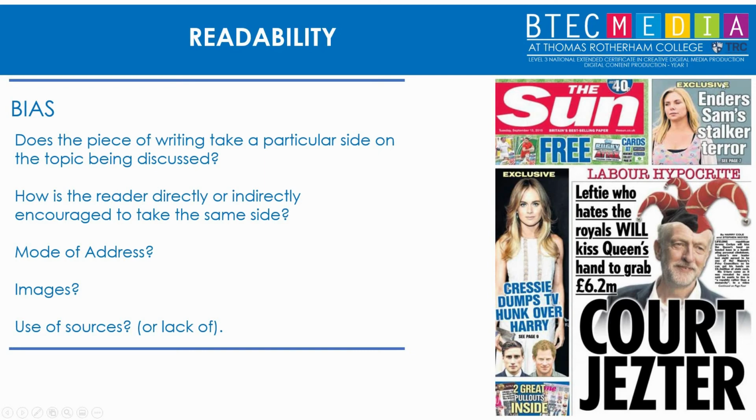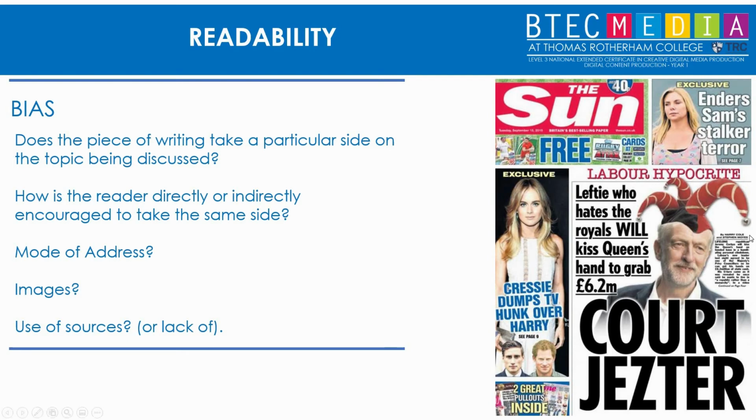So The Sun, they do have quite a strong political bias, okay? They have a political bias towards the Conservative Party, okay? So Boris Johnson, that lot. So for the general election in 2015, they produced a lot of content that was very biased against Jeremy Corbyn, who was the leader of the Labour Party, okay? Because they were trying to encourage people not to vote for him. So they used a lot of different techniques in their writing to promote that bias.